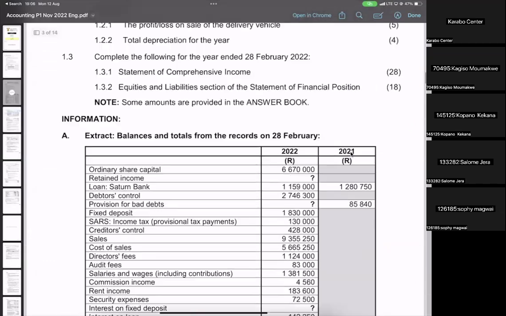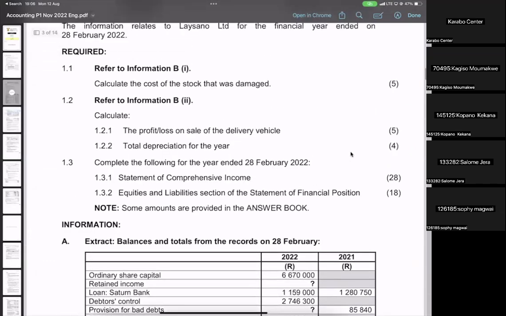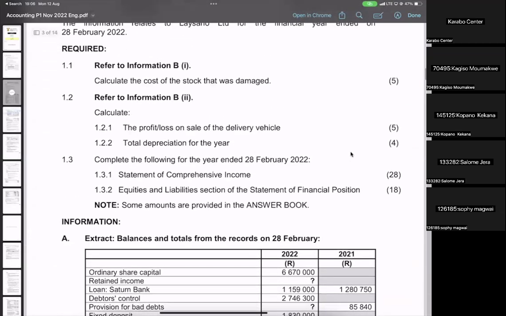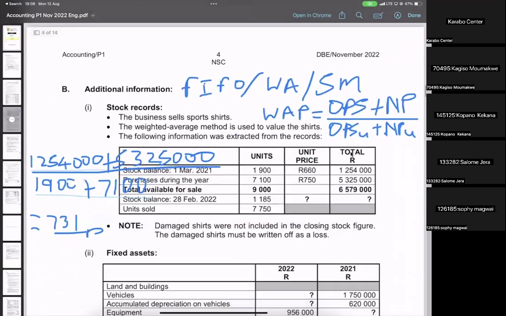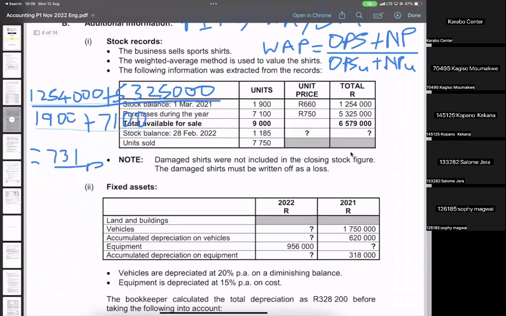So our question was, we have to calculate the cost of the stock that was damaged. So the first thing we have to check is how many shirts did we have available? How many did we sell? And how many are we left with? And then in all of that, we have to check the balance that is left, meaning the balance that is left are the shirts that are damaged.